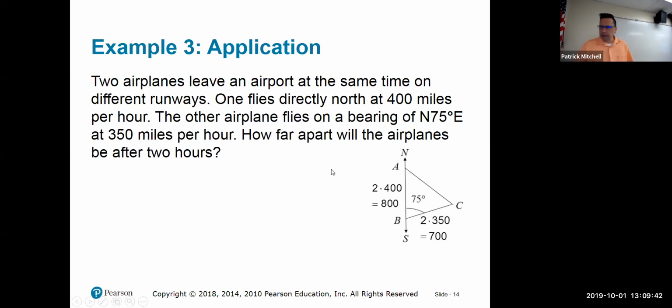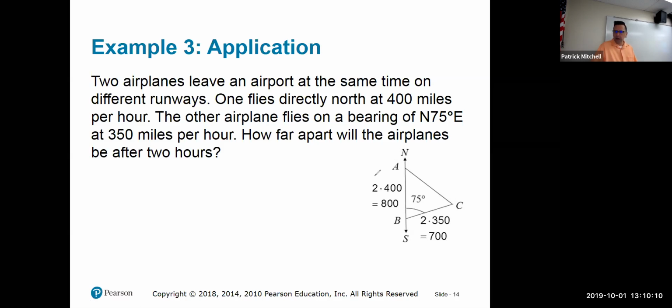Okay, so let's draw a picture of that. Let me explain this picture. It's asking how far apart will the airplanes be after 2 hours. So instead of telling you that the first airplane flew 800 miles, they're being a little more subtle about it. They're saying it flew 400 miles per hour for 2 hours. So we're using the distance equals rate times time formula that you've hopefully seen before. So here is the time, and here is the rate. And when you multiply those together, they're going to give you the distance, okay?